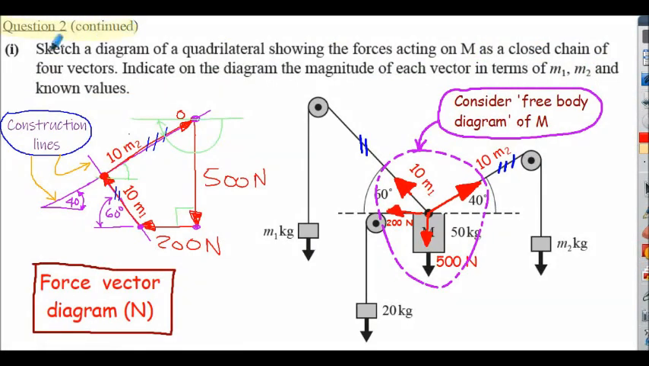It's question 2, continued, part 1. Now, this is quite a difficult question for students, I feel. You have to understand that you're considering a free body diagram of mass m.